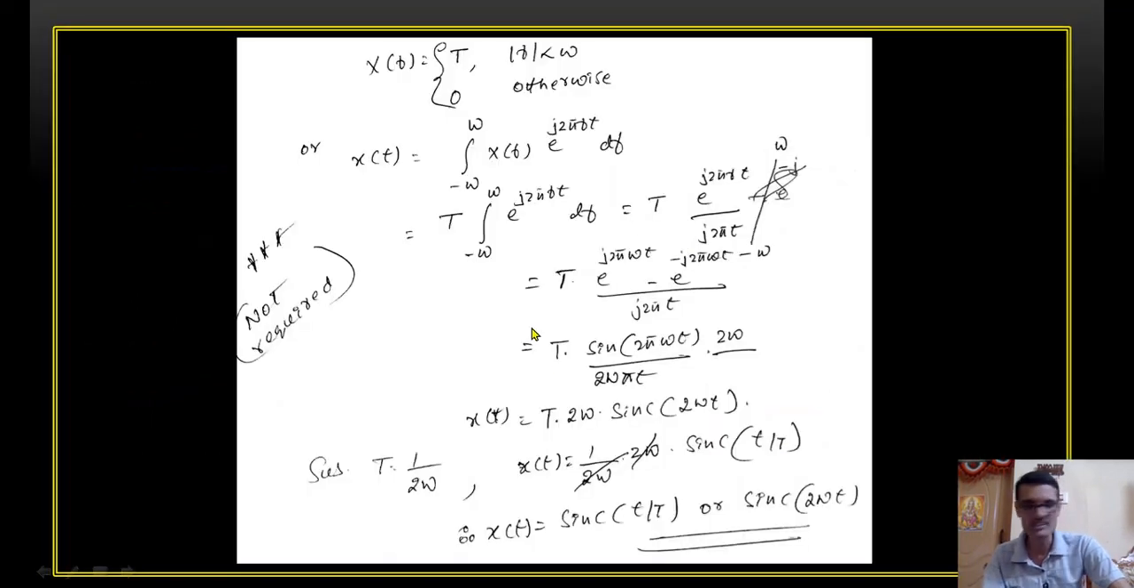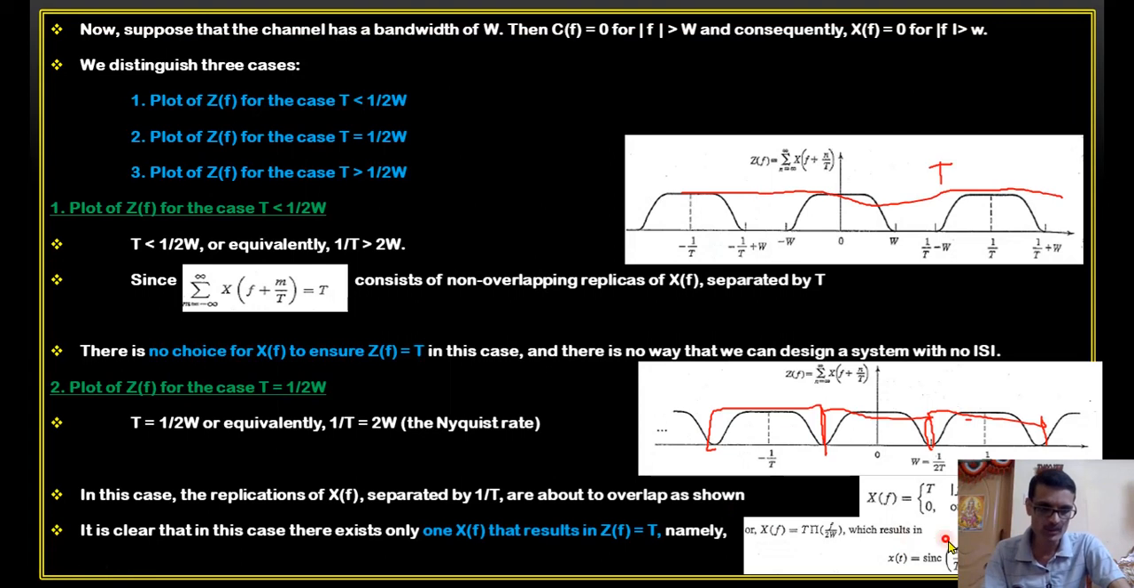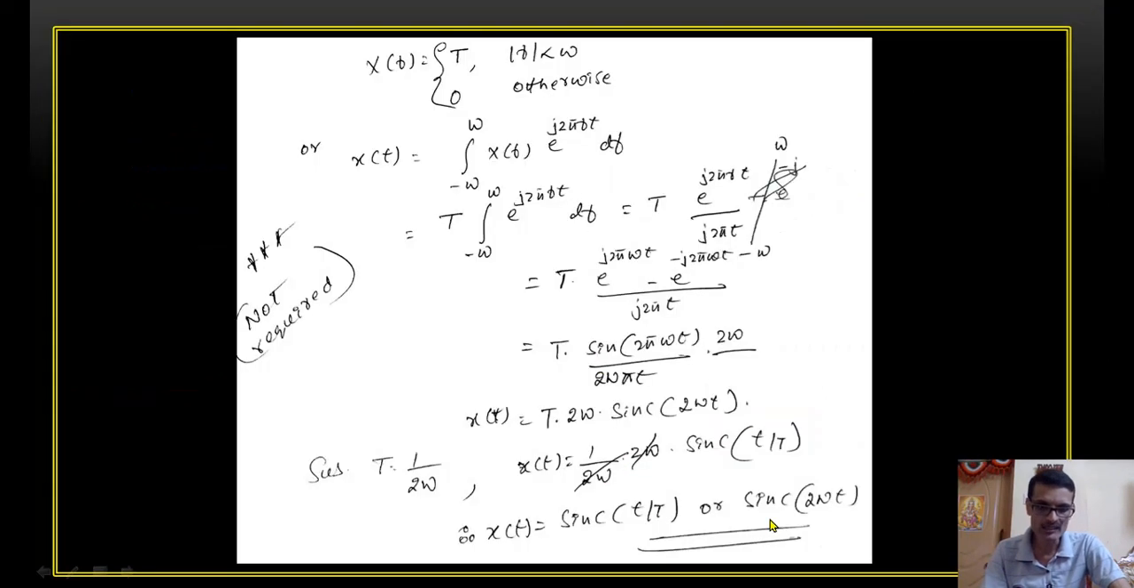I have explained here. This is there in my notes also. Again, this is simple mathematics. What we have done here: I have taken the inverse Fourier transform over here, integration of the exponential term, substitute the limits. We get this, convert somehow into the sinc pulse. I get something like this, which is equal to sinc of t by T or sinc of 2Wt, where 1 by T is 2W, right? Okay, this is the second case.